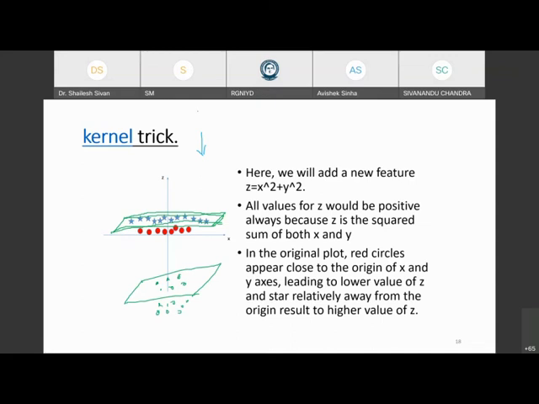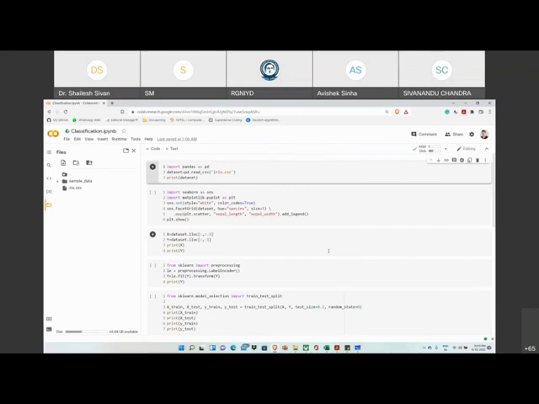So SVM assumes that if data is not linearly separable in a particular dimension, it will be linearly separable in some other higher dimension.